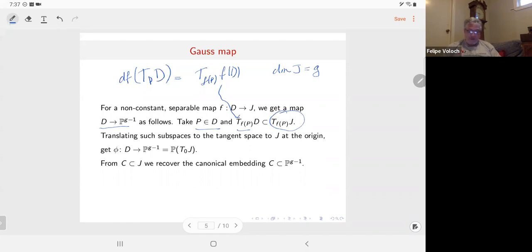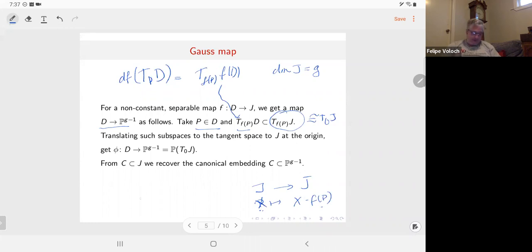Now, the Jacobian is a group, so you have the map J to J that sends a point X to X minus f of P, right? So this is translation, and this map is going to translate f of P to 0. What I'm trying to say is that the tangent bundle of the Jacobian is a trivial bundle. So the tangent space at f of P can be identified with the tangent space at 0 of J.